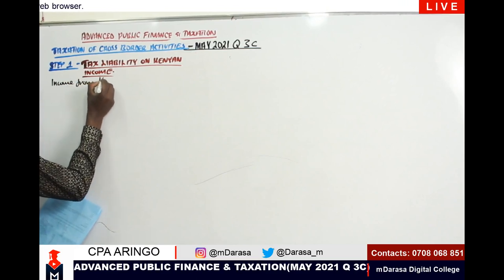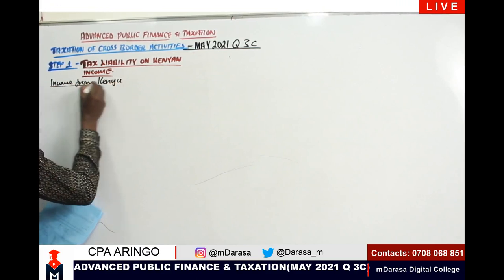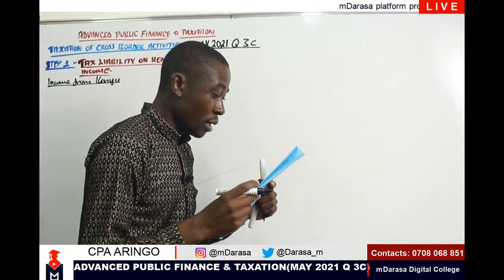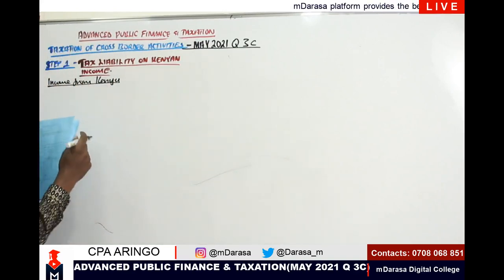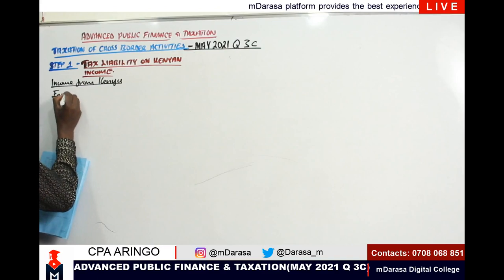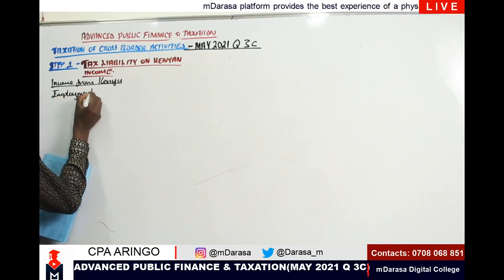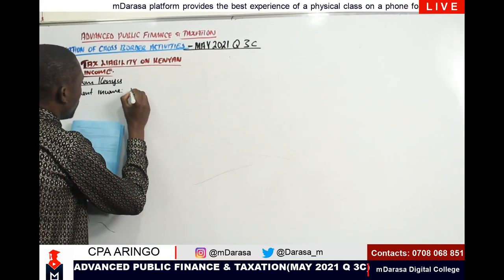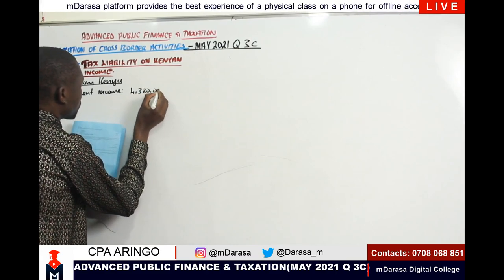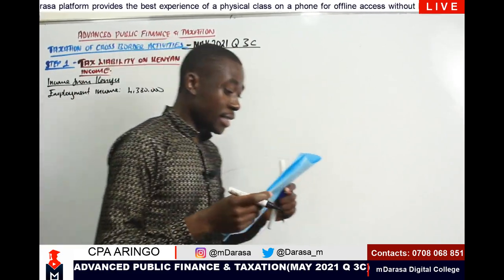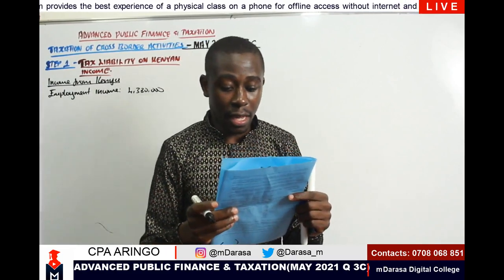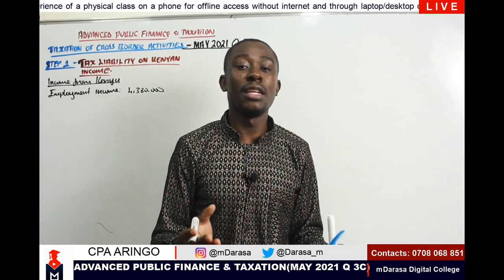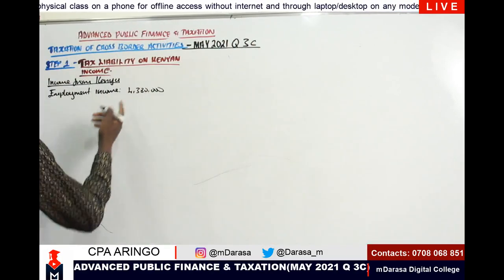Income from Kenya: we can clearly see that this person received an employment income of 4,380,000. So talk about employment income; this person was receiving a figure of 4,380,000. He didn't have any other income in Kenya. So if this person didn't have any other income in Kenya, what would be our tax liability on that?